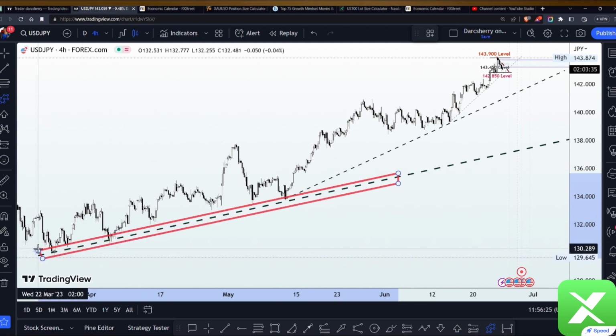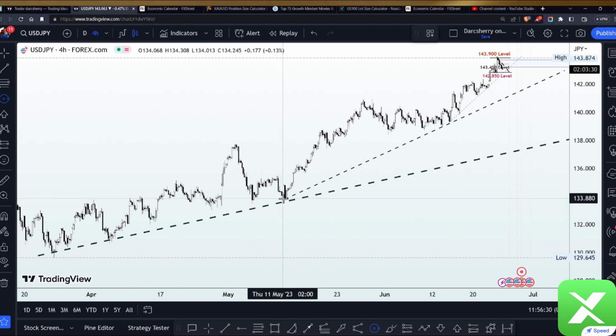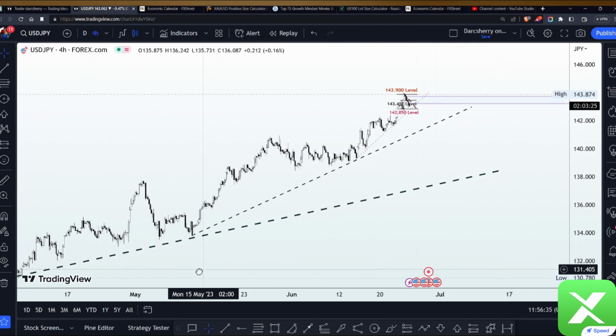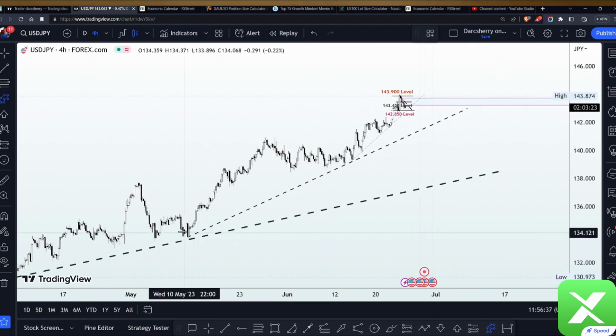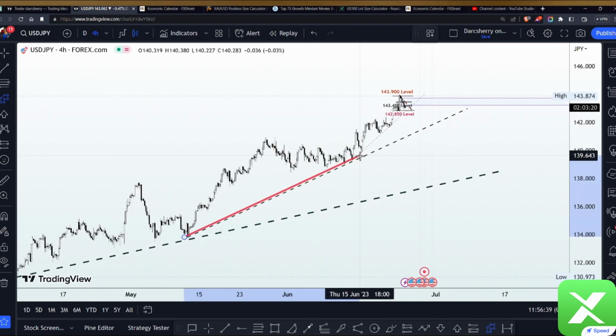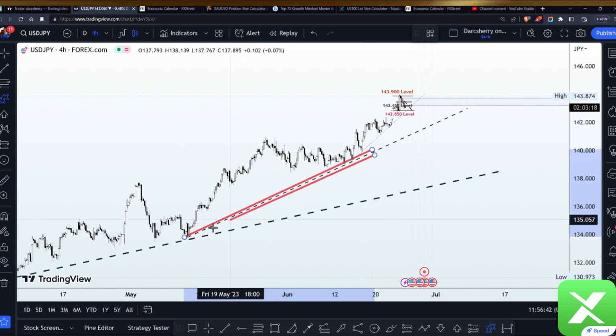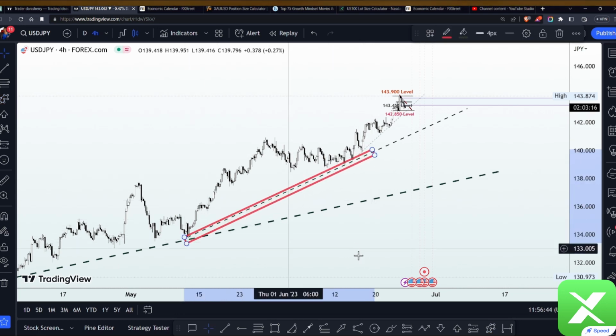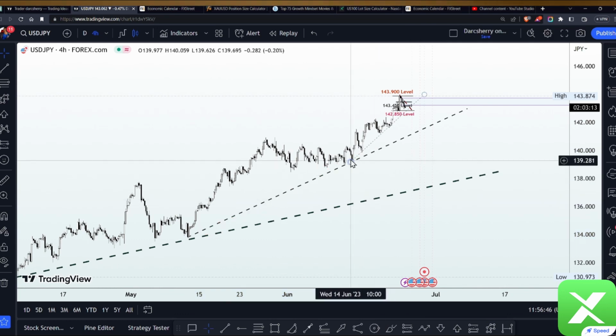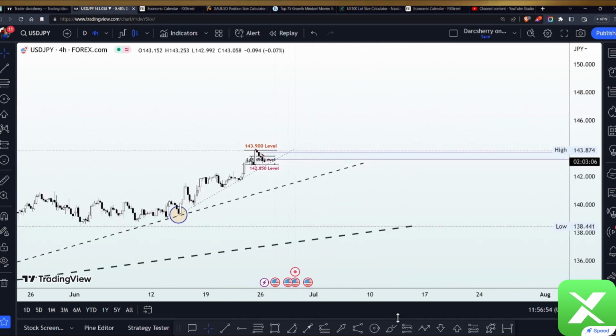Then we saw a deviation from this trend line, which happened during the second week of the month of May, giving us a new trend line to work with. And we used this trend line until the second week of this month, when we also had another deviation from this one here. And since the last couple of weeks now, we have been using this new trend line to guide our trading activity. So far, so good.